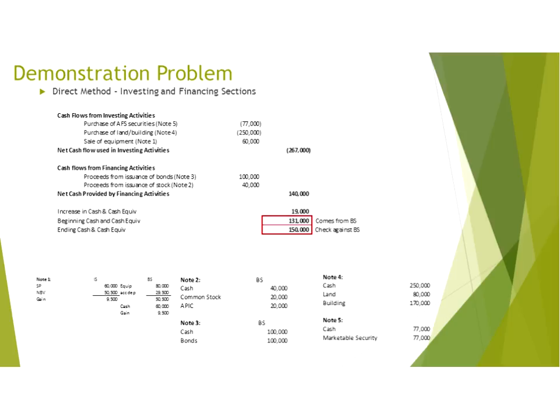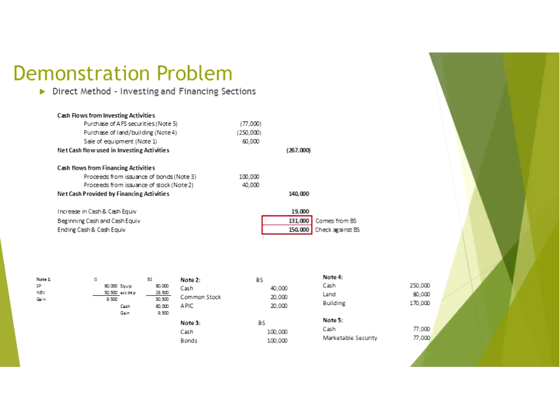So, cash flows from investing activities. Now remember, the investing activities are the long-term assets. So if you go back to your balance sheet and go to your notes and think about the things that are changing, that are long-term assets, we're going to want to include those here in this section. So the purchase of available for sale securities, our note 5, that's going to be $77,000 cash out the door.